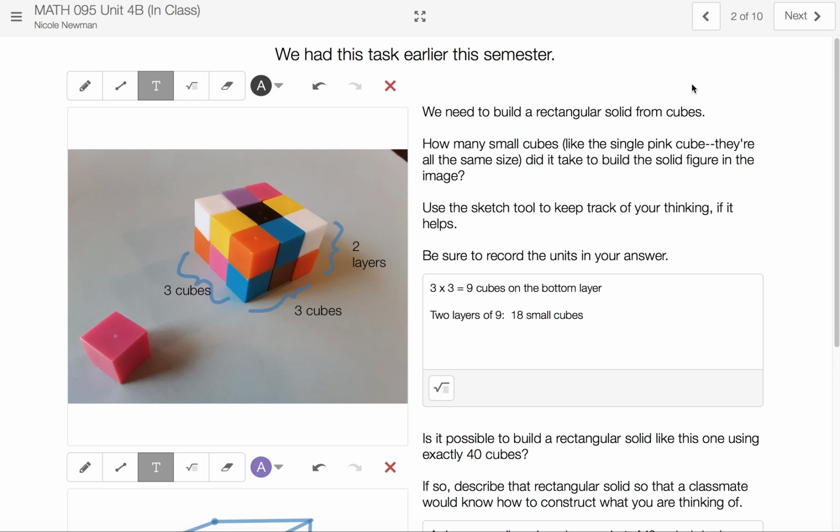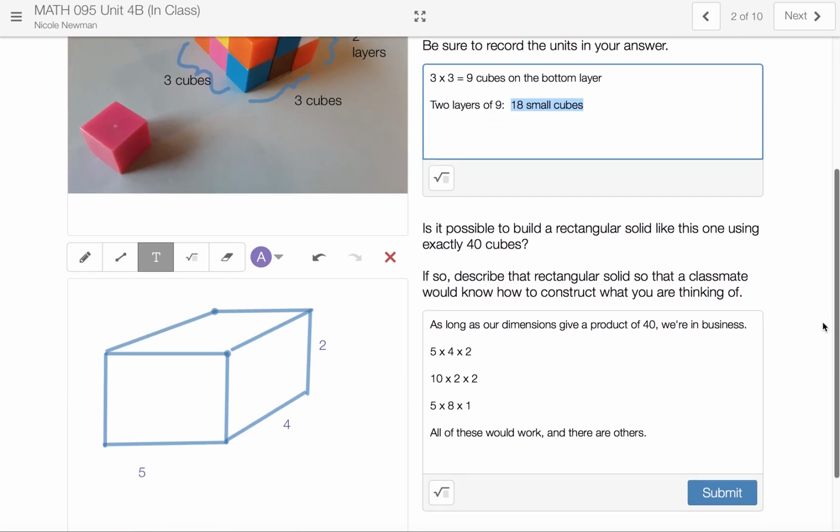We had this task earlier this semester. I was wondering how many cubes it takes to build this little figure over here. And I let you know that there are 9 cubes on the bottom layer. We have 2 layers of 9 cubes, so it's going to take us 18 small cubes to get there. The follow-up question, is it possible to build a rectangular solid like the one above, but if we had 40 cubes, could we do that?